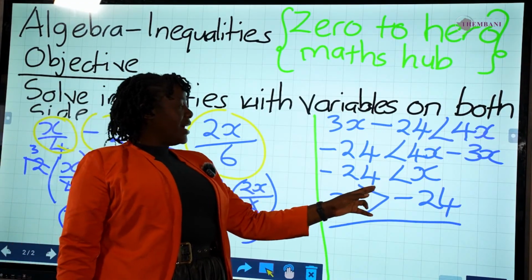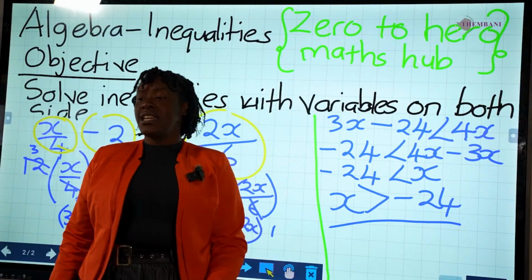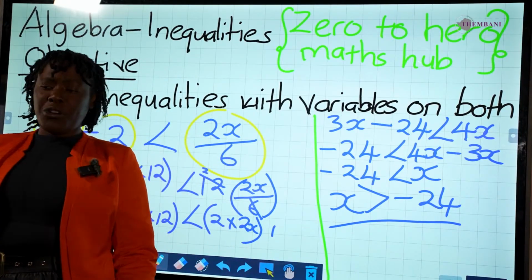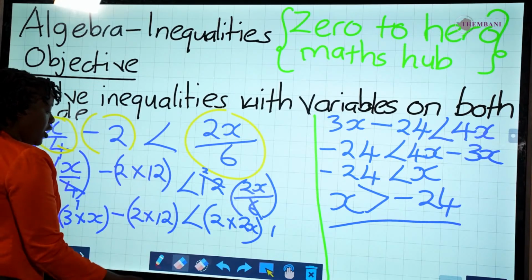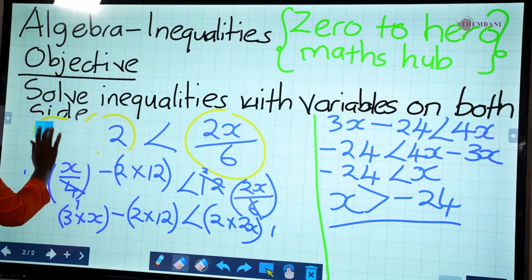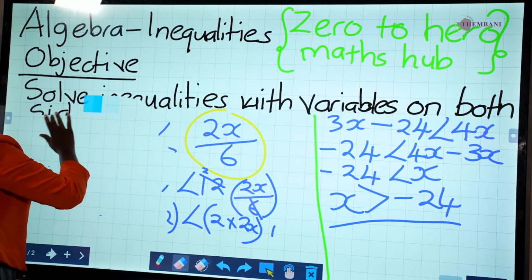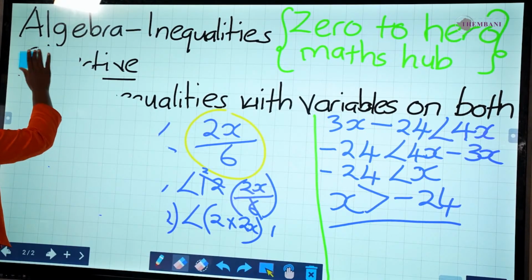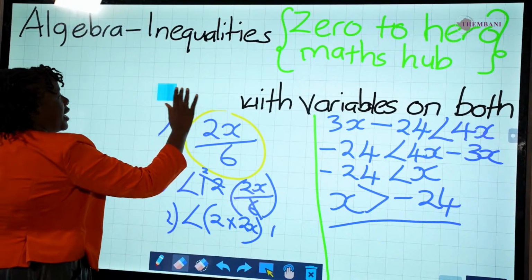Notice the inequality sign was facing x here, and it's still facing x even in this context. So we are moving on to another fractional inequality, which may seem complicated when you look at it, but it's not complicated because remember, we are turning from zero to hero. Because I'm going to need more space, I'm going to delete this, because you already know what we are looking at.